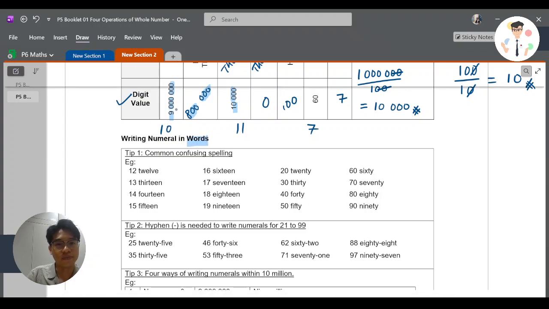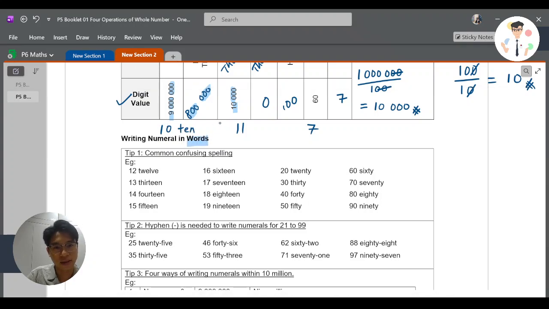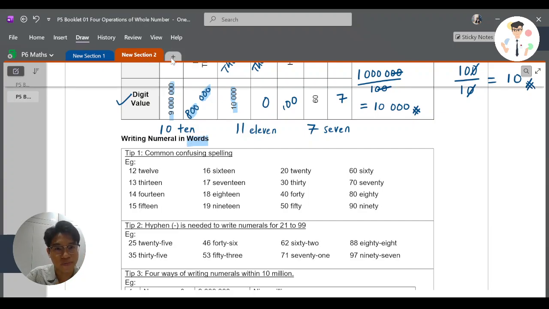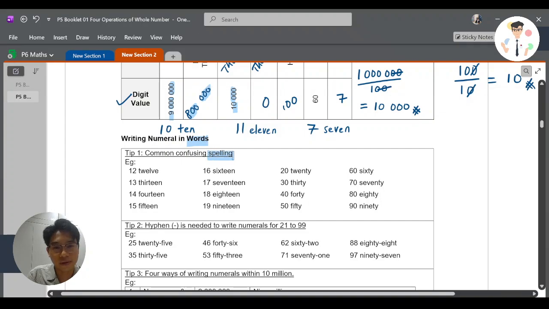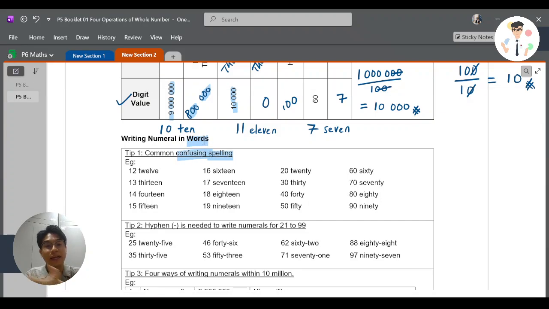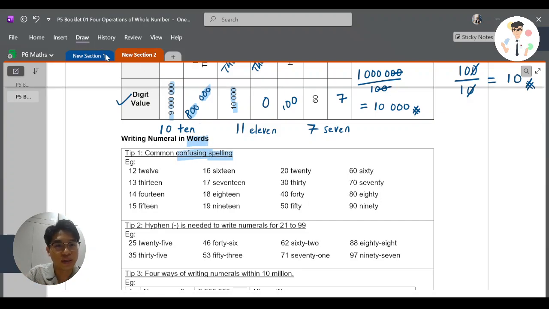So 10 will be what? 10. 11 will be what? 11. 7 will be what? 7. Now, I believe that you know how to write from 0 to 10. I think this is something easy. But sometimes it's a bit confusing on how to write from 11 up to maybe 19. So I've actually given you the list here.